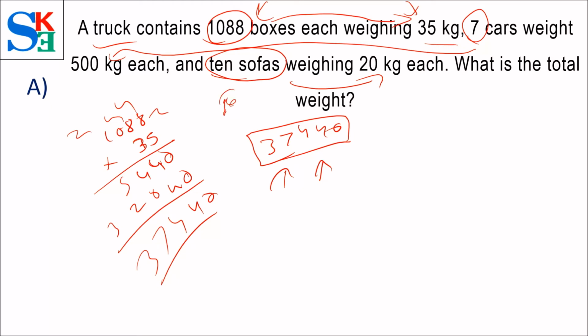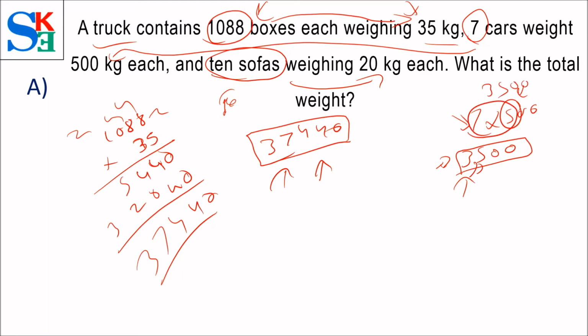Well, then what about the cars? Okay, 7 multiplied by 500. That's easy, that's 3,500. It's very easy to say, if that's 500, then just say 3,500. We multiply by 7. 7 multiplied by 5 should be 35. Do that 100 times, and you get the answer. So that's going to be 3,500, the weight of the cars.